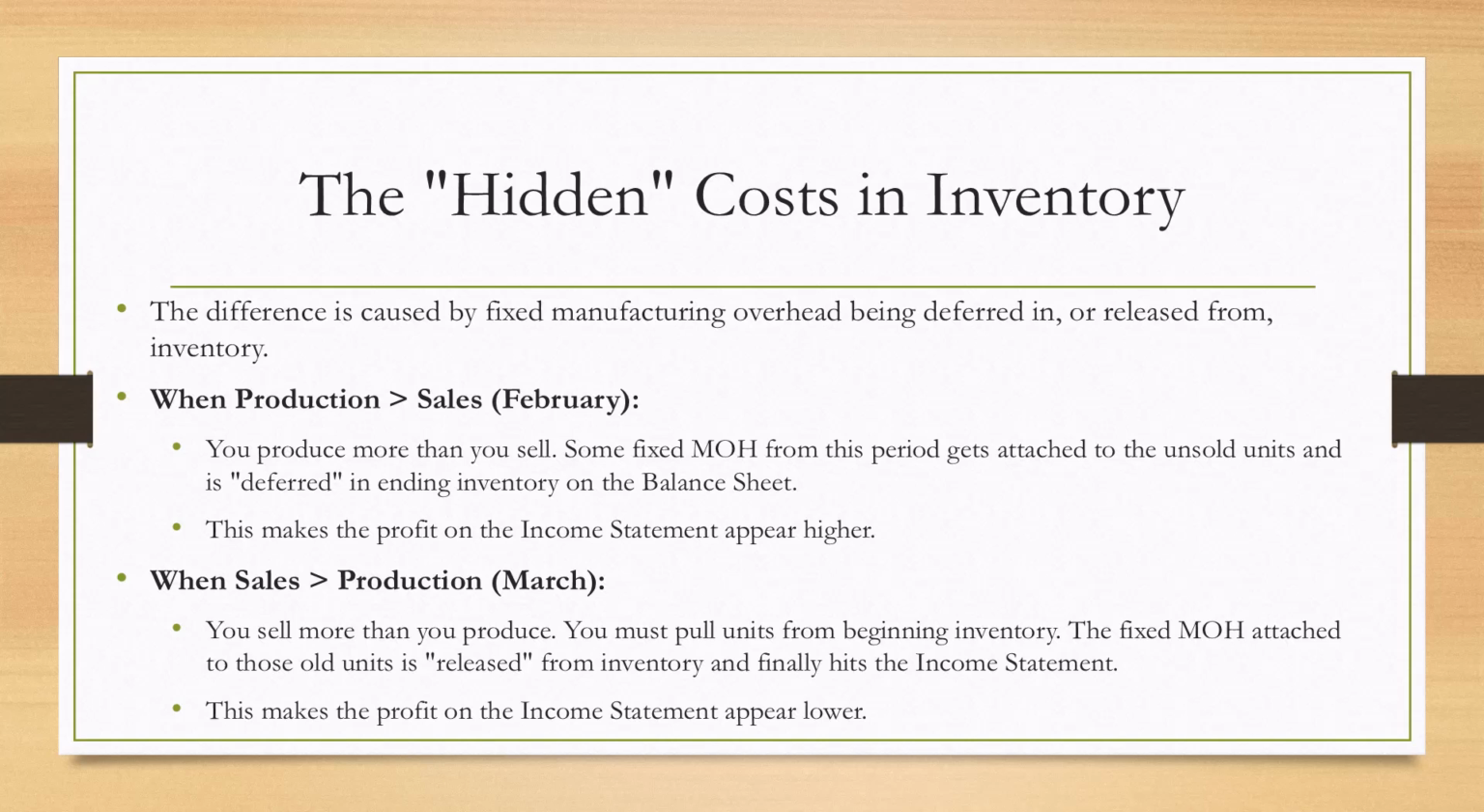Now consider March, when sales were greater than production. To meet sales demand, Weber had to pull units from its beginning inventory. When it did this, the old fixed overhead costs that were attached to those units were finally released from inventory and hit the income statement as part of the cost of goods sold. This makes the profit for that period appear lower.